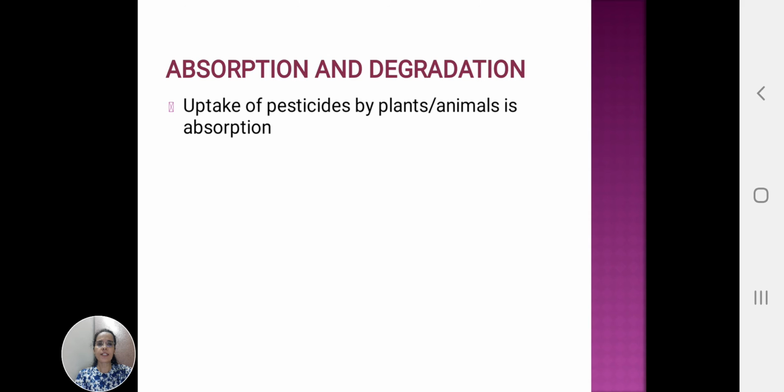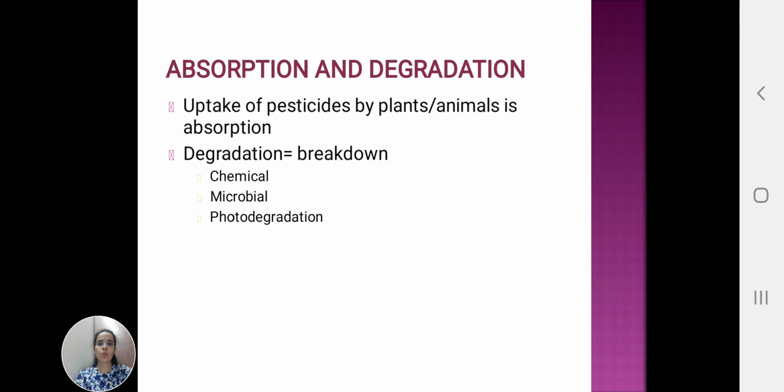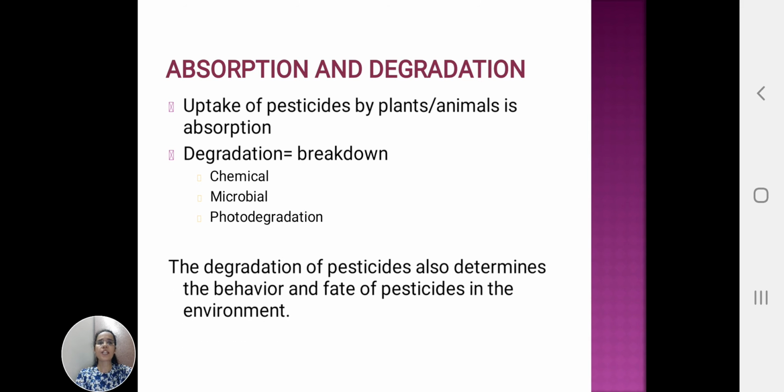Absorption and degradation. The uptake of pesticides and other chemicals into plants, animals or microorganisms is called absorption. Most pesticides break down once they are absorbed. Degradation is the breakdown process which can occur either chemically, microbially, or through light, that is photodegradation. Degradation of the pesticide also determines the behavior and the fate of the pesticide in the environment. Pesticides with a low degradation rate are persistent and they remain in the environment for a longer time, causing harmful effects over a longer period of time.